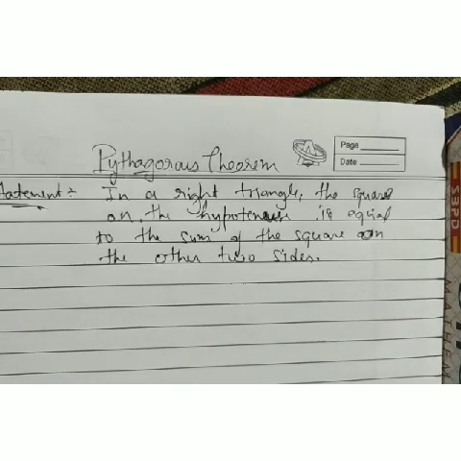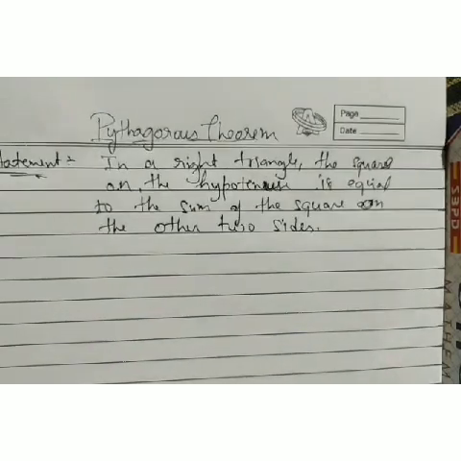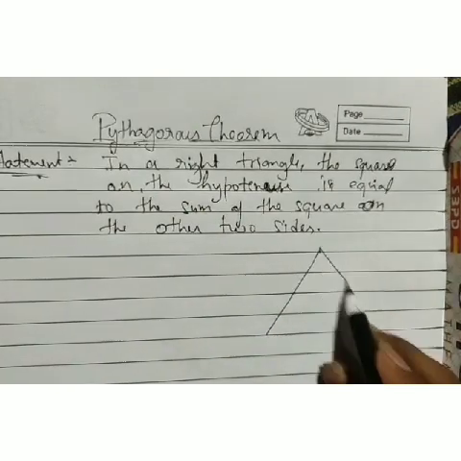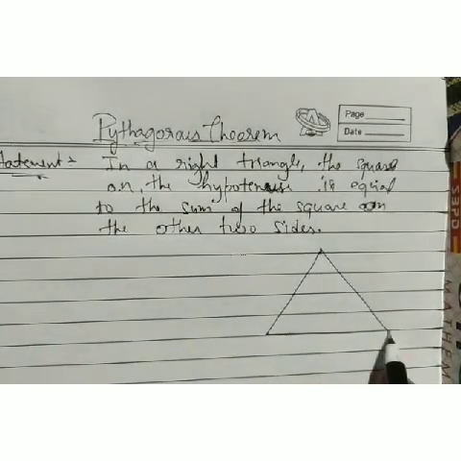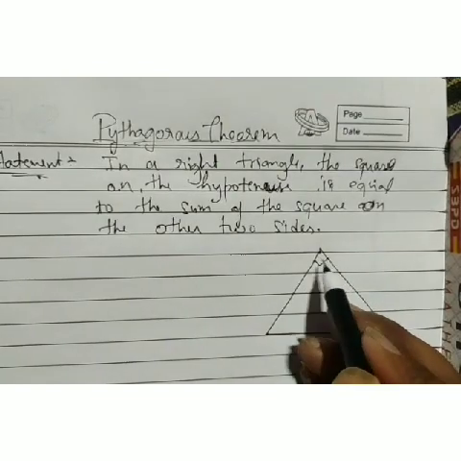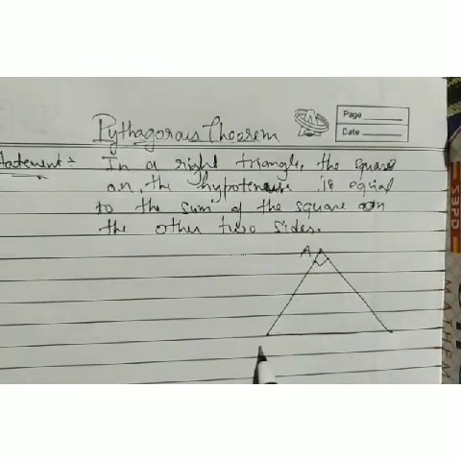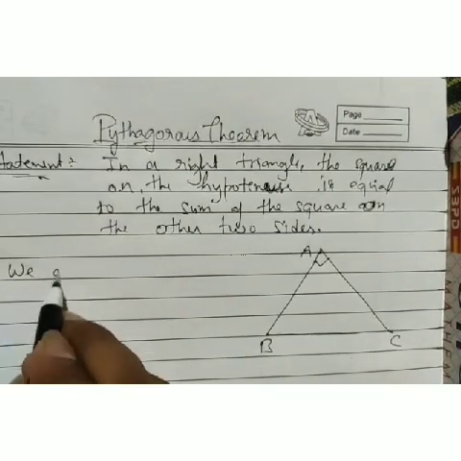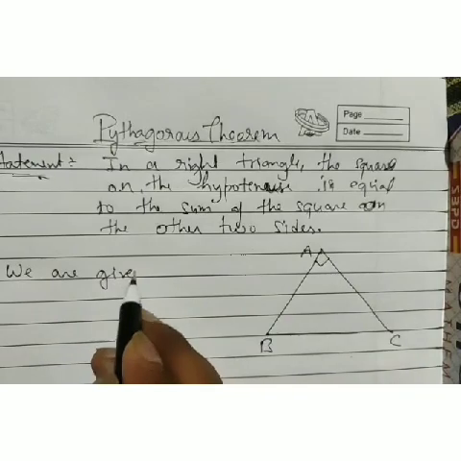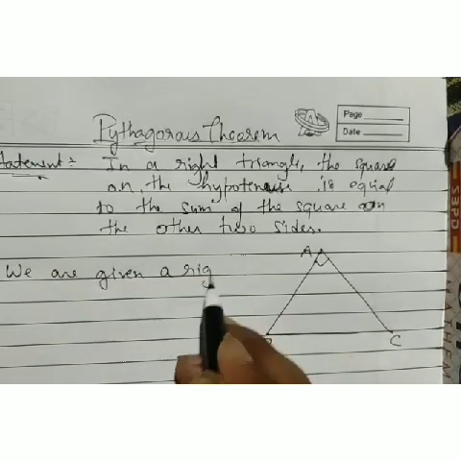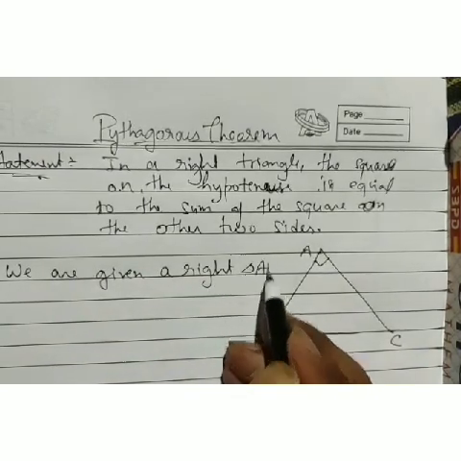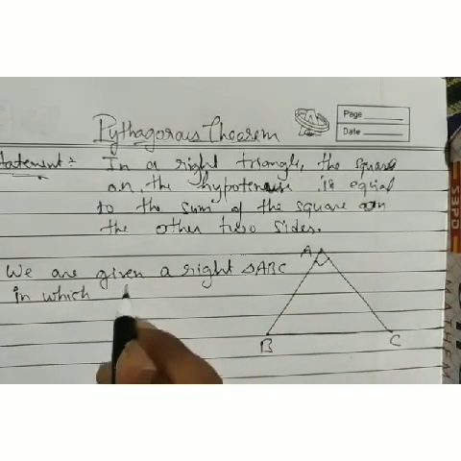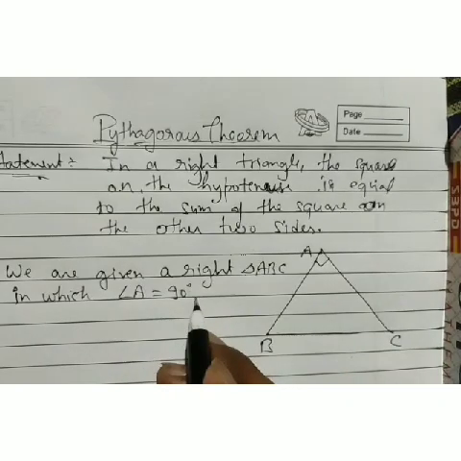First of all, we are going to draw a right angle triangle. We have a right angle triangle ABC, right angle at A. We are given a right triangle ABC in which angle A is equal to 90 degrees.